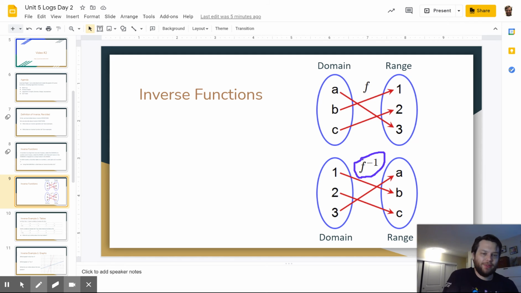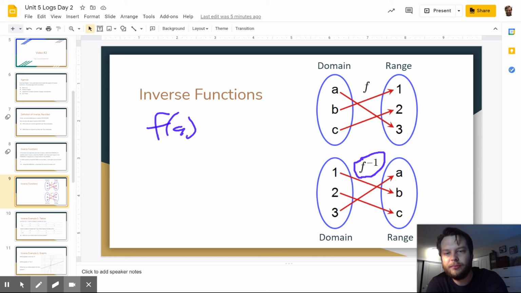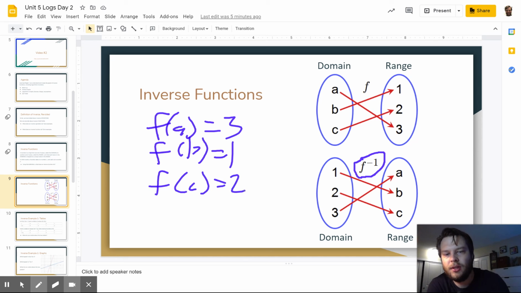And what you can see is we have the map on top. ABC is mapped to 1, 2, 3. And on the bottom, that is reversed. If I wanted to use function notation, I can say f of a is 3 because the a has an arrow pointing to 3. F of b is 1. F of c is 2.